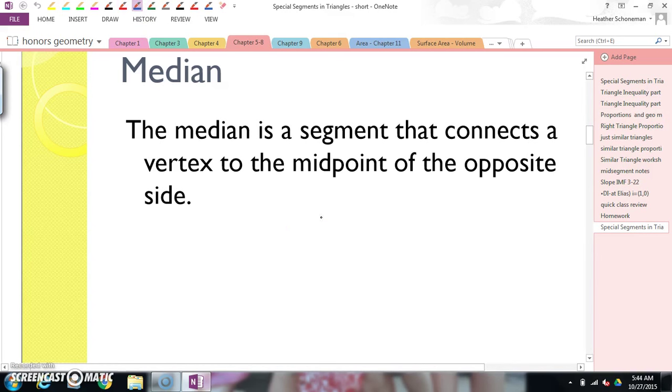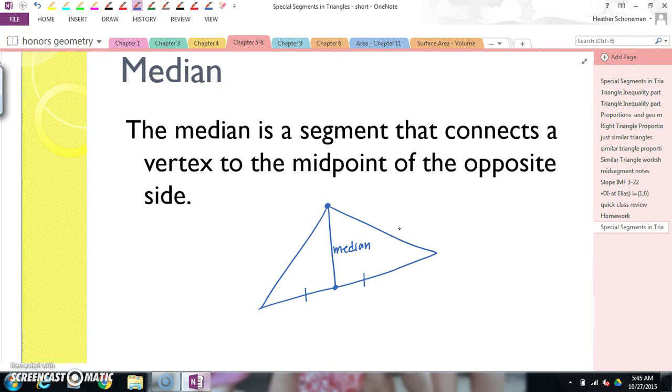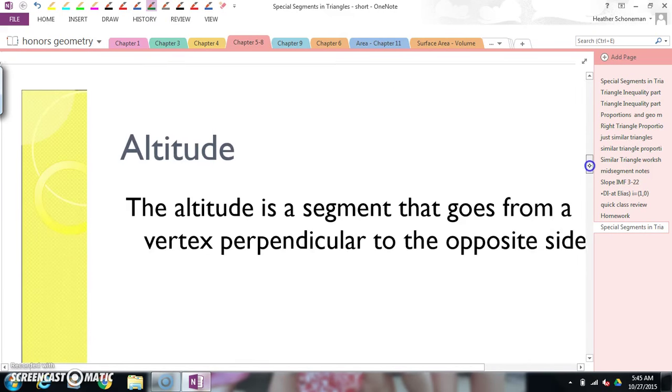So if we draw a triangle, we know each triangle has 3 vertices, so we can draw 3 medians, but we'll just draw one. I'll start at one of the vertices, and I'm going to draw a segment so that it hits at the midpoint of the opposite side and it splits that side in half. That makes this the median. The thing we need to remember about the median is that when drawn in, it splits the opposite side in half.